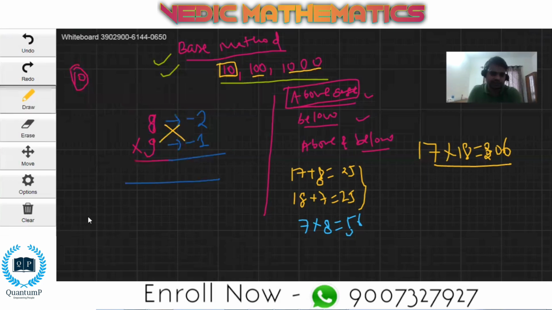Then we'll do cross. Cross means cross subtract this time. So 8 minus 1, which is 7, and then 9 minus 2, that is also 7, both times 7. So write 7 here, then put a line, and then I'll multiply this minus 2 and minus 1.